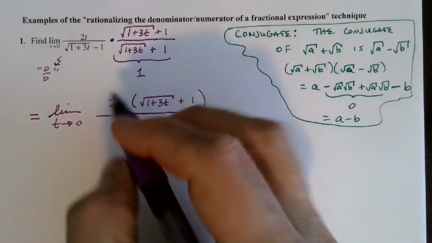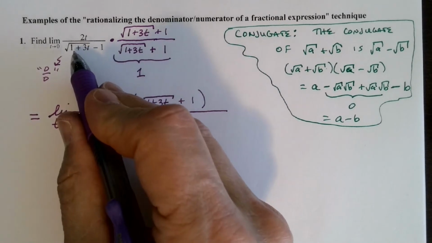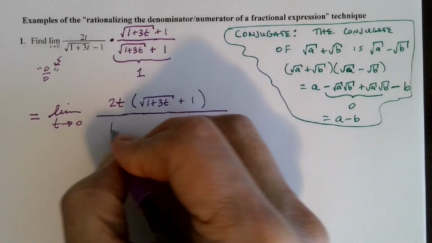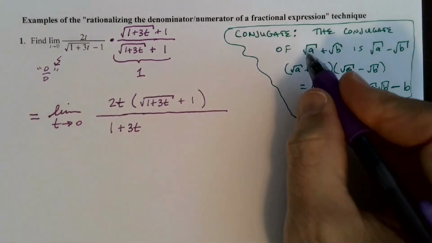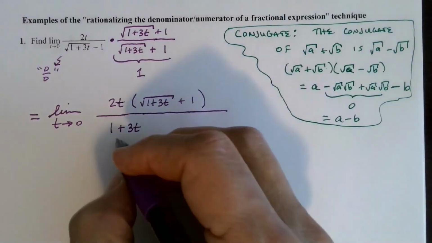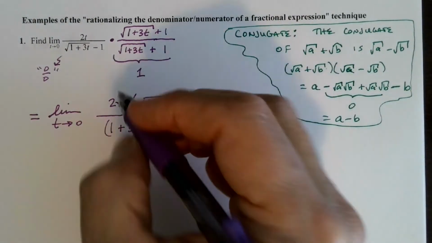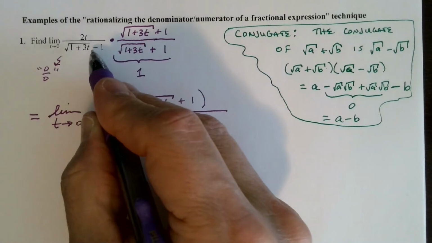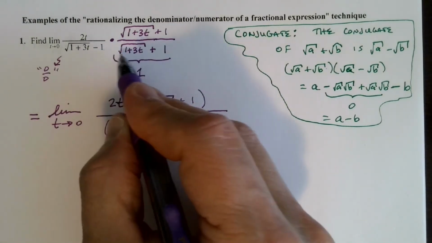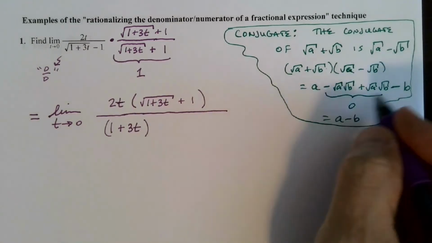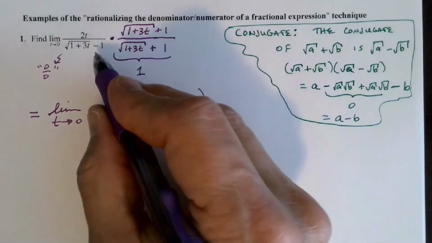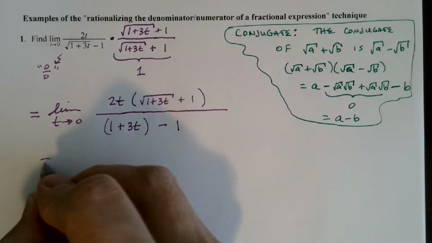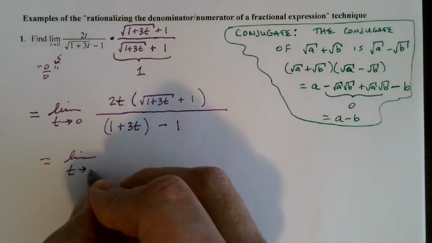Let's see what happens. FOIL this out, right? So the square root of 1 plus 3t times the square root of 1 plus 3t is just what? 1 plus 3t. It's just like the square root of a times the square root of a is a. So I get 1 plus 3t. And then what happens? The outer is positive, the square root of 1 plus 3t. And the inner is what? Negative the square root of 1 plus 3t. So those go to 0 just like we said here. Same thing. Last is negative 1 times positive 1. That's minus 1.